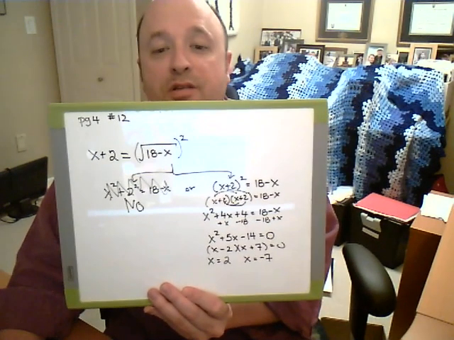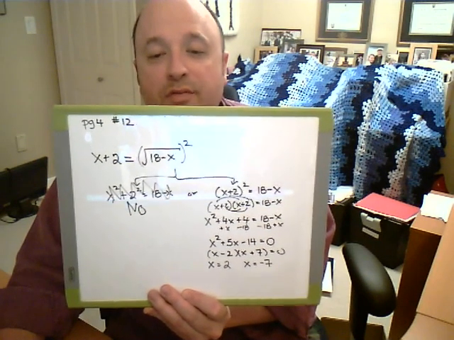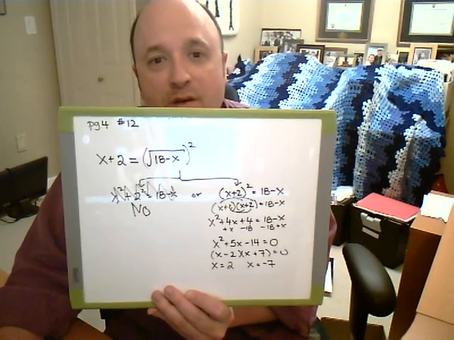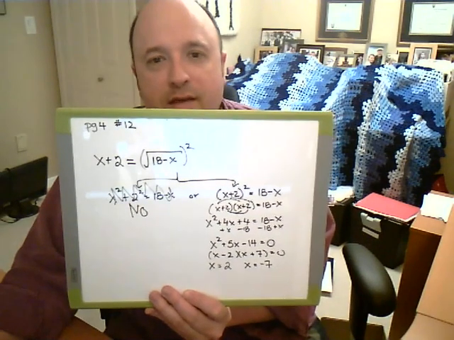Alright, there's the factored solution, right? 7 times 2 gets you 14, 7 minus 2 gets you 5. So those are my answers. And do we see extraneous values? Yeah, we do. Which one is it? Well, it's the negative 7.